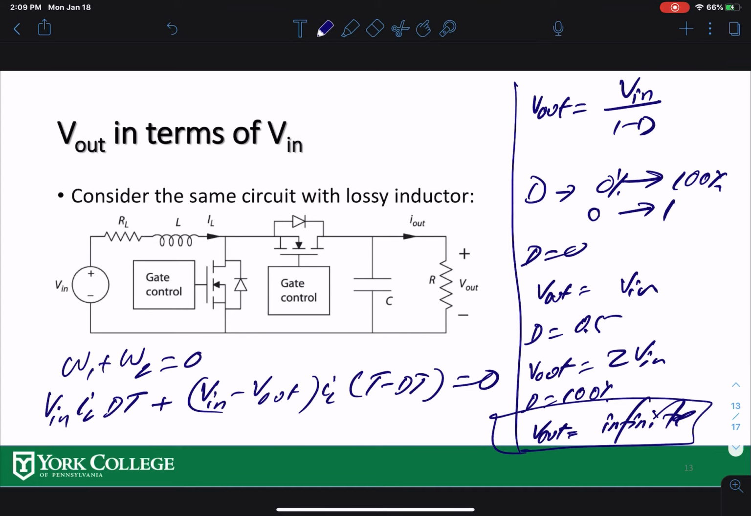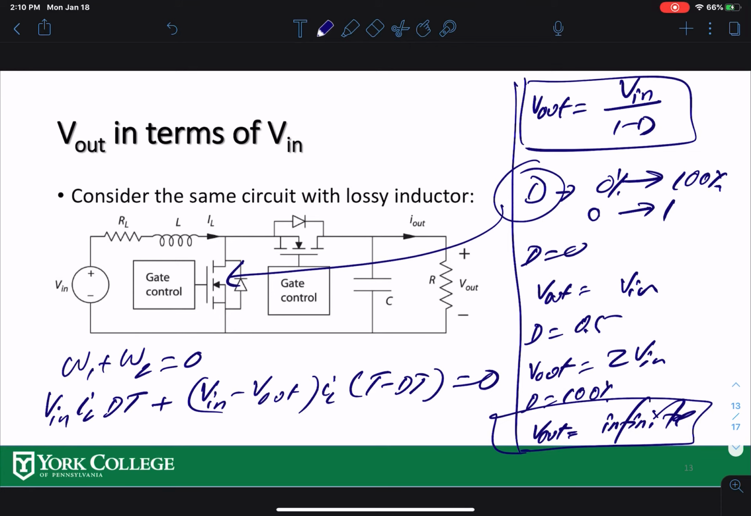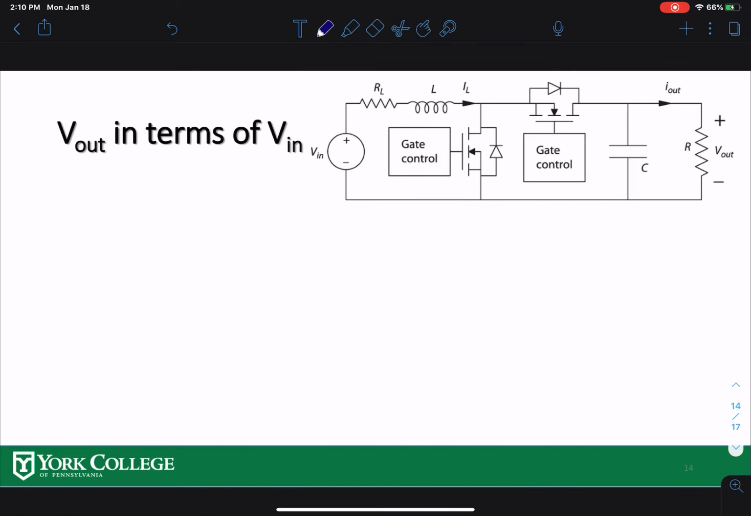All right, so that's your common formula. This is the very common equation for this circuit: V out equals V in over 1 minus D. D is the duty ratio of this switch, how long switch one is on. Based on that, you get different output voltages from this circuit.